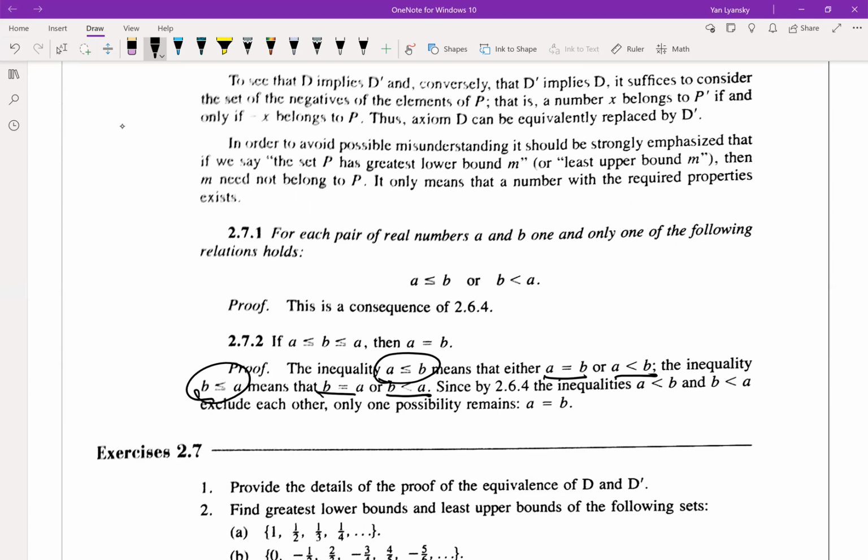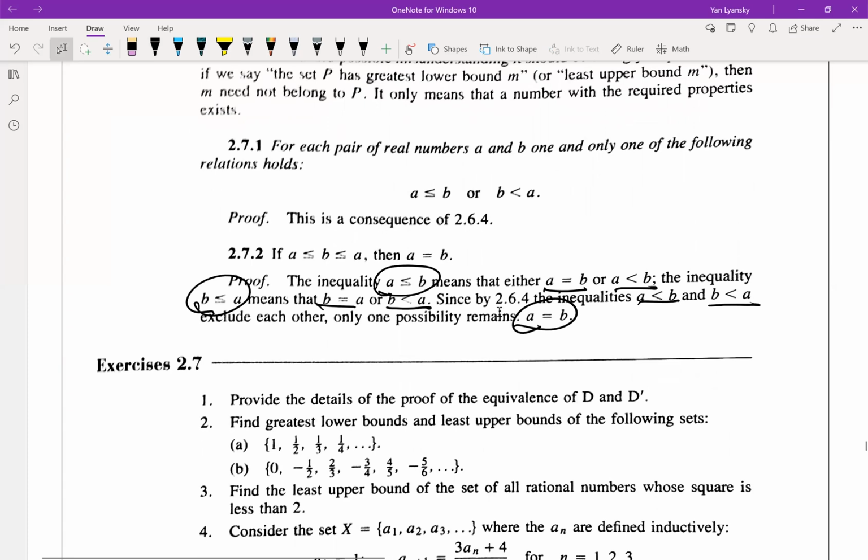Okay. Yeah. But this trichotomy thing tells us we cannot have A is less than B and B is less than A happening at the same time. Right. So that's it. A must be equal to B. No big deal. By this trichotomy. I think that's what 2.6.4 is. I'm not going back into it, but it really is.